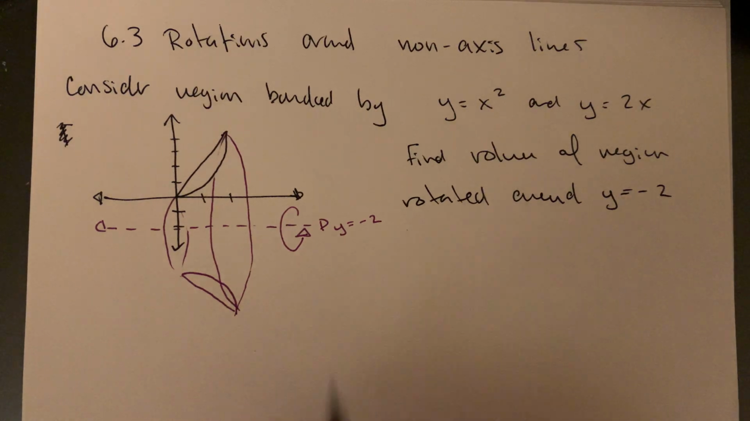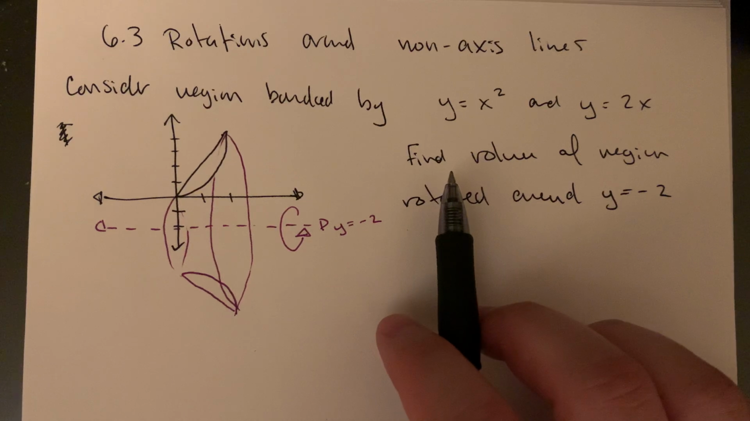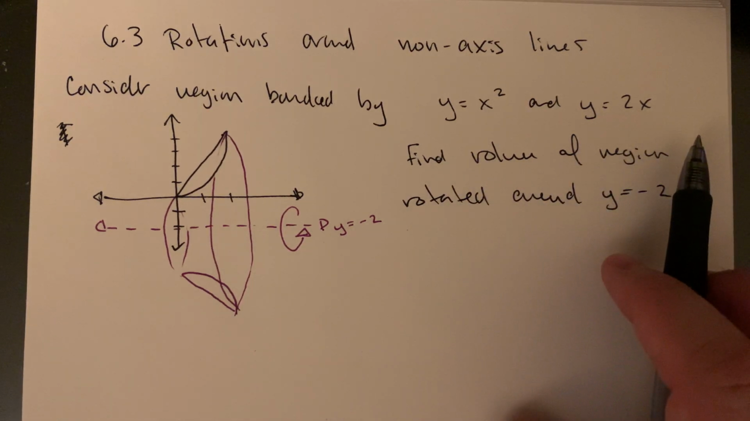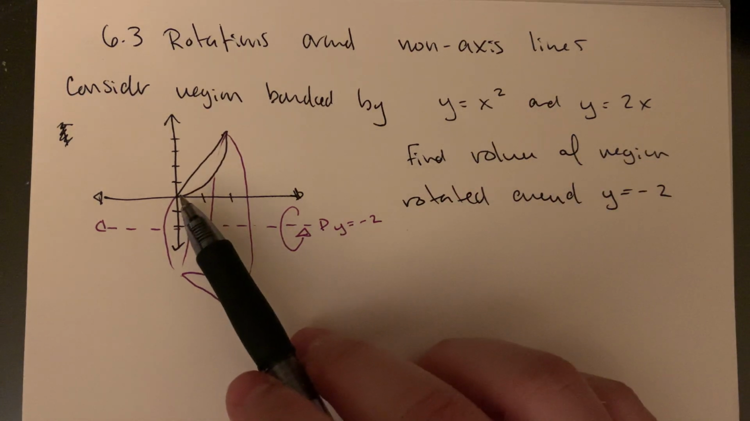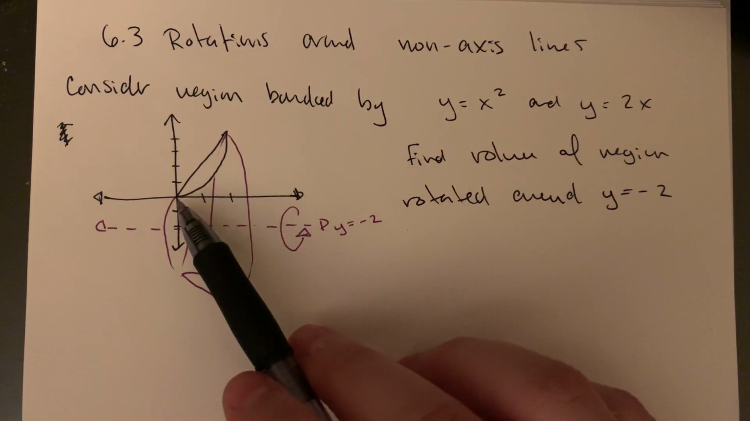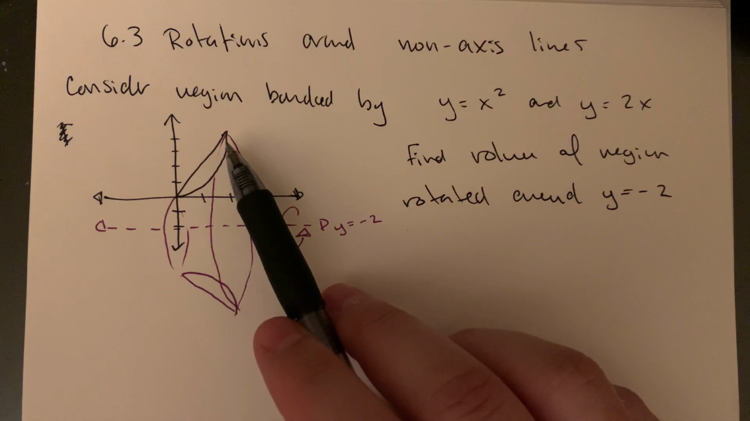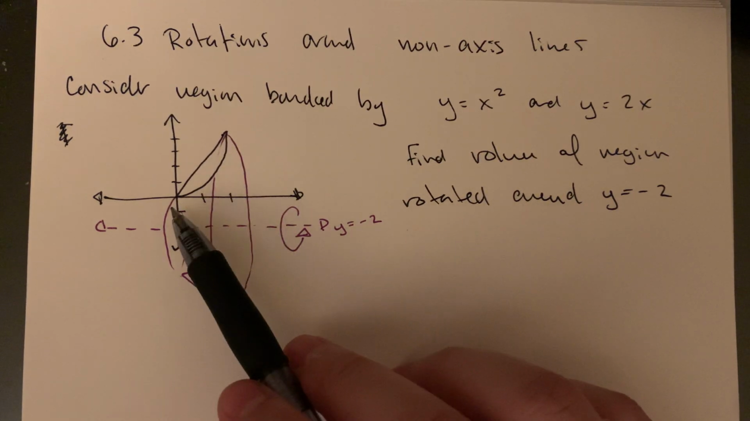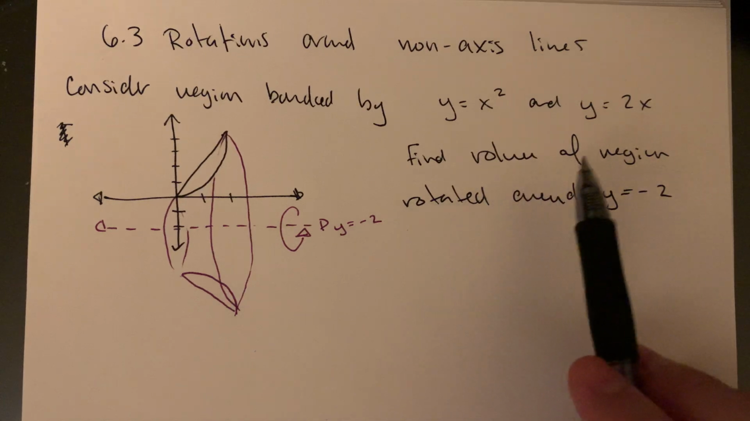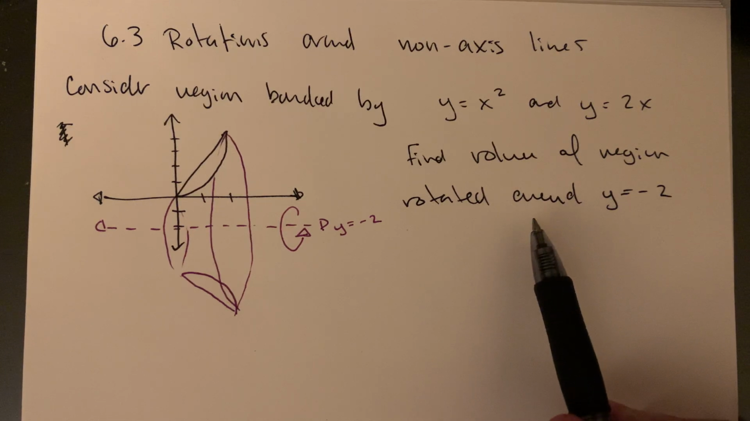So let's consider the region bounded by y equals x squared and y equals 2x. So 2x, right, it's going to be a line up 2 over 1, up 2 over 1. X squared, they're going to essentially meet at 0, 0, and 2, 4, right, 2 comma 4. So you get this kind of sliver. And let's look at the volume of the region created when you sort of rotate this around the line y equals minus 2.